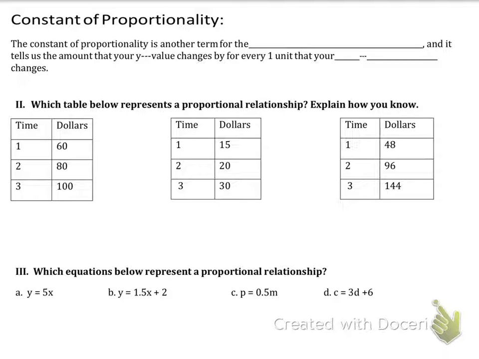Okay, so last notes we talked about whether a relationship is proportional or not. So today we're going to talk about the constant proportionality. The constant proportionality is another name for the unit rate. Remember, it's your something per 1. And it tells us the amount that your y changes by for every 1 that your x value changes.